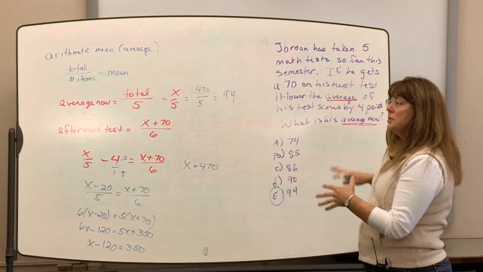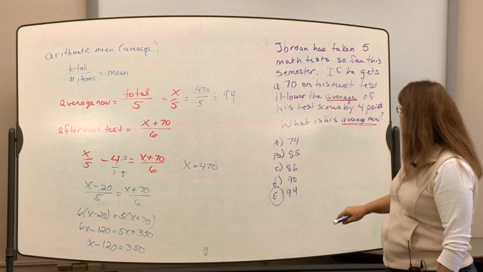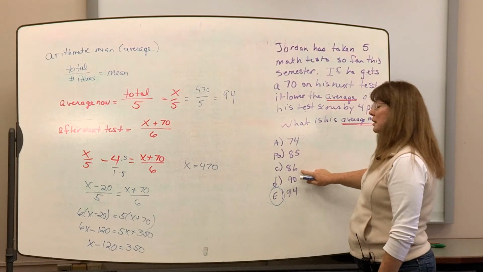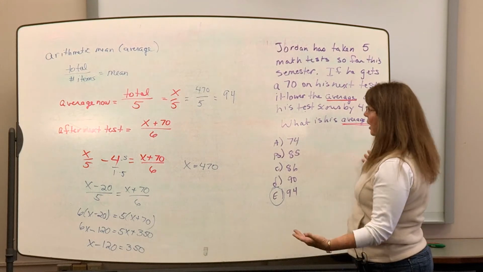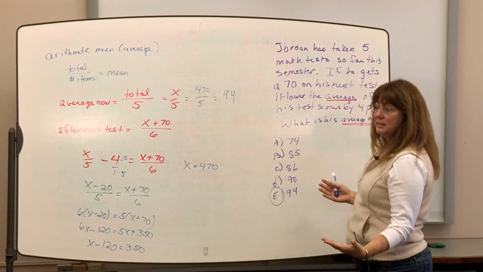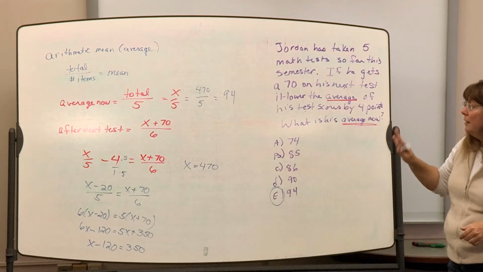So there are options. If they've given you numbers, you can plug just the numbers in. Say, okay, well, if his average is 86, then that means 86 times 5 gives me the total. I'm going to add 70 more. Now I've got 6 tests. Is there a 4-point difference? And try it. So you don't have to do it with the algebra.